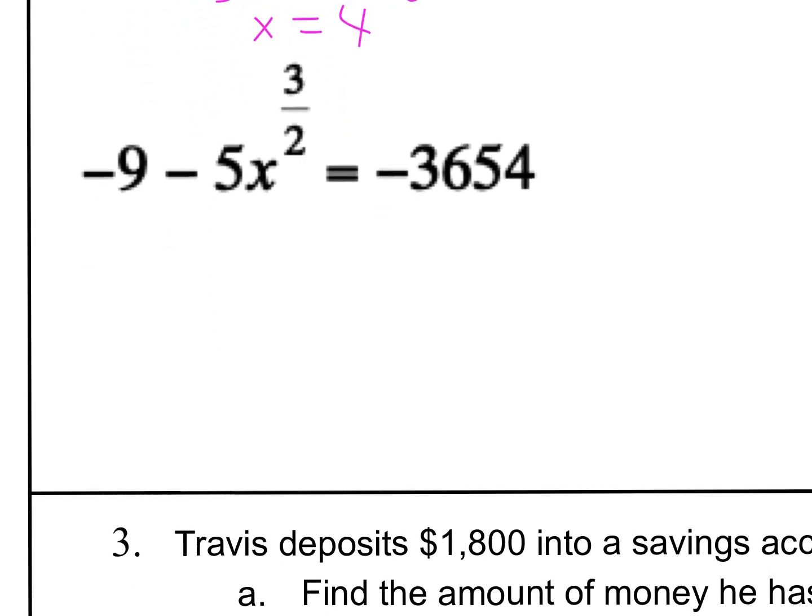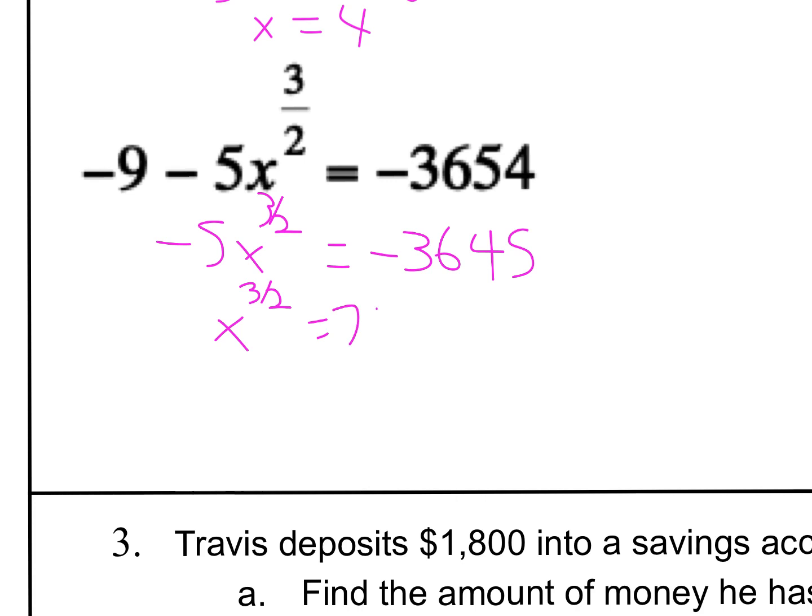This one, I'm going to add 9 first. So that's going to give me negative 3645. And then I'm going to divide by negative 5. So that's going to give me 729. And then similar to last time, I'm going to raise this to the 2/3, because those will go away.